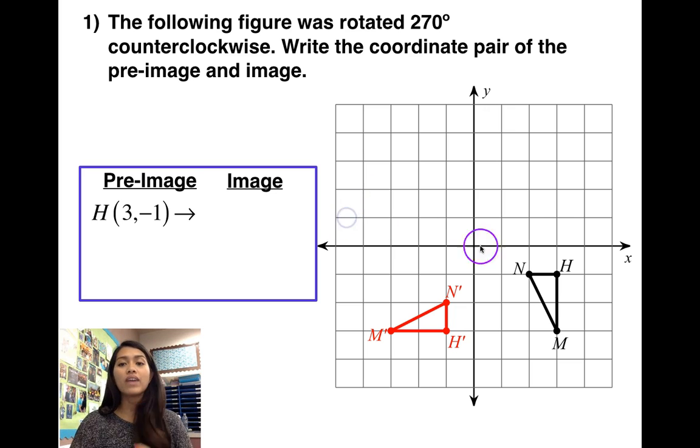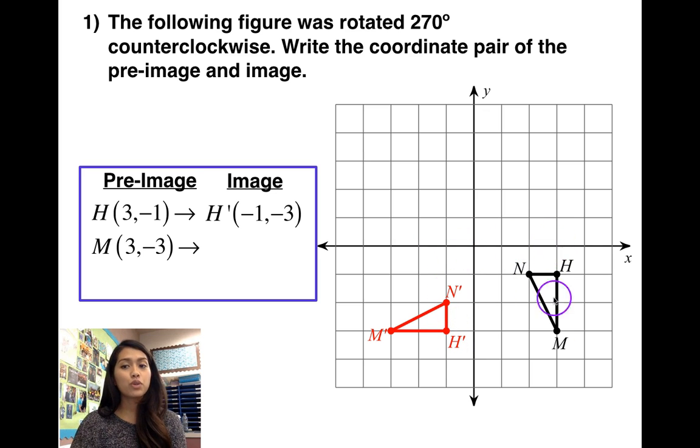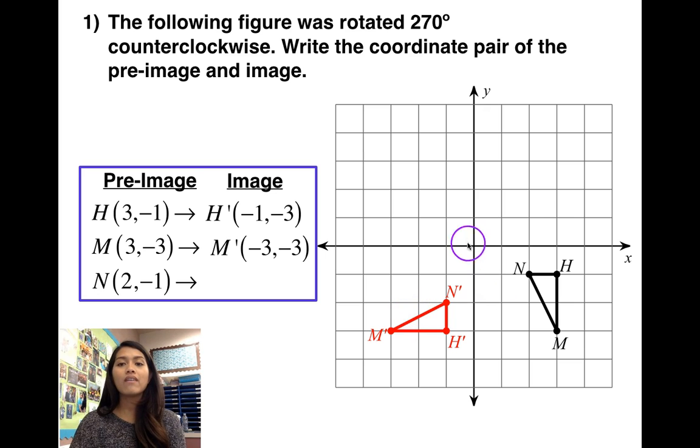So here we have H, which is 3, negative 1. We have H prime, which is negative 1, negative 3. We have M, which is 3, negative 3. We have M prime, which is negative 3, negative 3. We have N, which is 2, negative 1. And we have N prime at negative 1, negative 2.